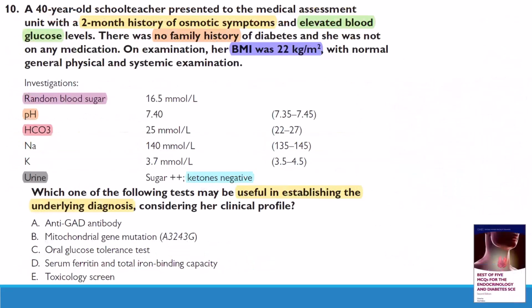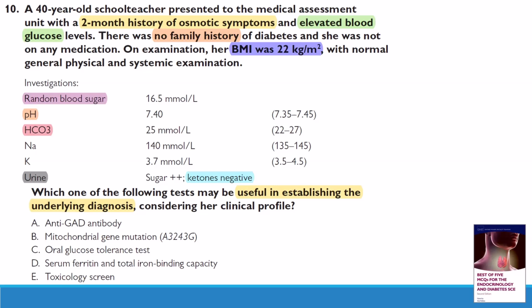Another question from the Atoll book. A 40-year-old patient presented with osmotic symptoms, elevated plasma glucose, no family history of diabetes, body mass index is 22. Random glucose is elevated, pH is normal, bicarbonate is normal, urine ketone negative. Which one of the following tests may be useful in establishing the underlying diagnosis? Antibody for type 1, mitochondrial, oral glucose tolerance test, serum ferritin, toxicology screening. Which one?